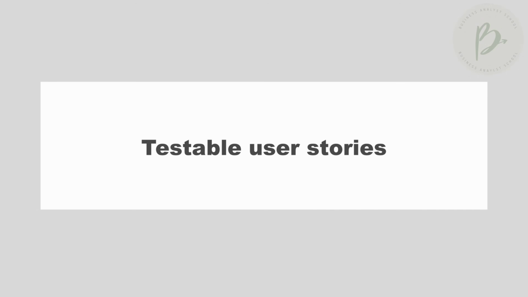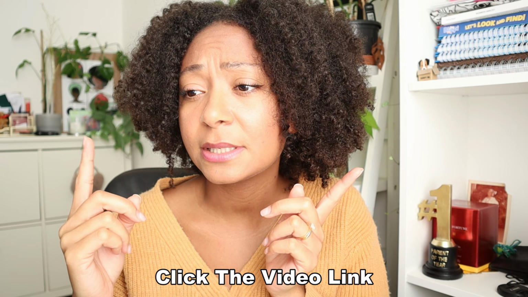We have our final letter, the T, which stands for testable. Every user story should have a clear acceptance criteria. Like I mentioned, if you want to know how to write acceptance criteria, click on the link to watch the other video that I already have existing. The acceptance criteria allows your user story to be tested. If you can't test it, how will you know that it's done? How will you know that it's complete?